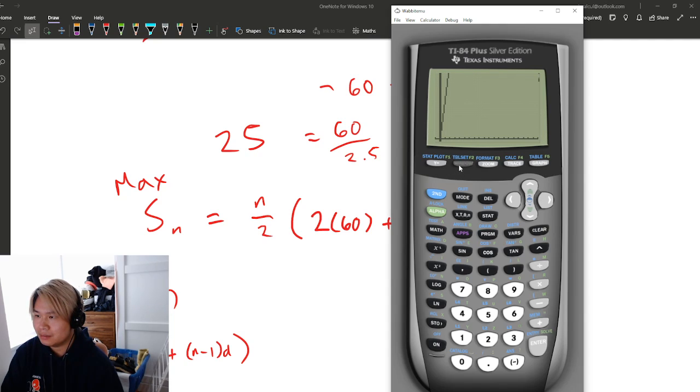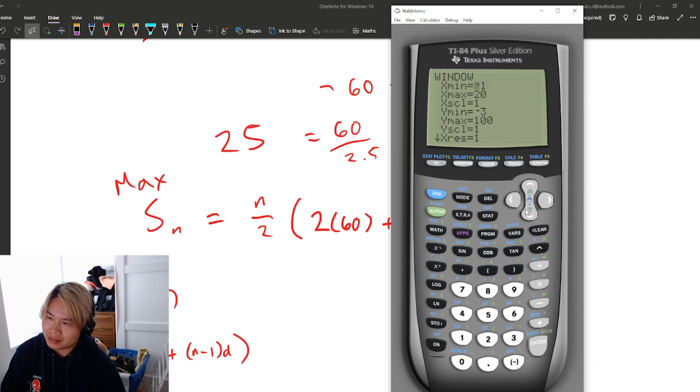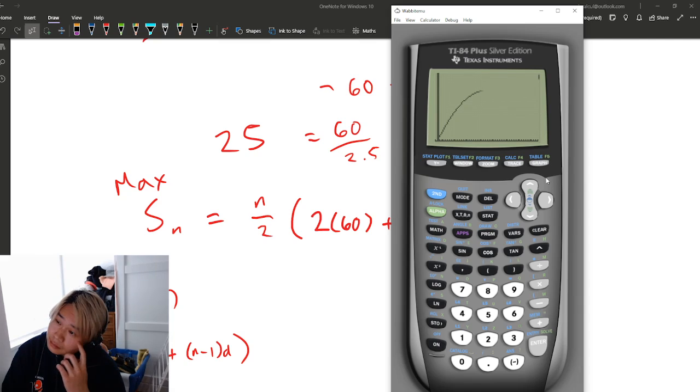Still not enough. The other way you could do this quickly is with the equation solver, but I hate the equation solver. I'd rather just play around with the window for a little bit. I guess it's not that efficient though. Okay, I need more terms, so let's do 50. There you go. We have a maximum.